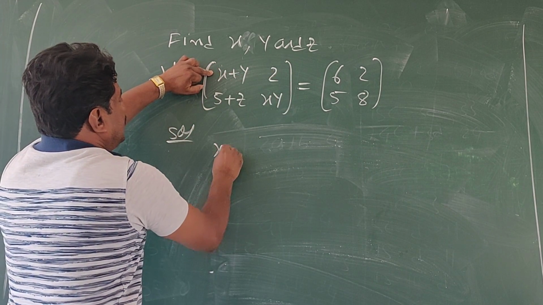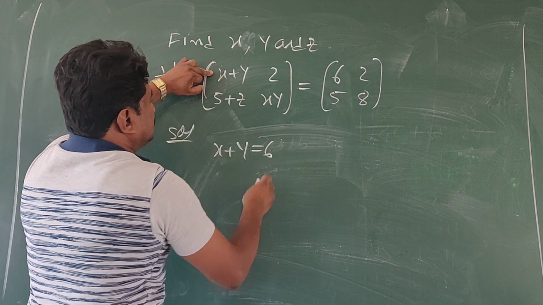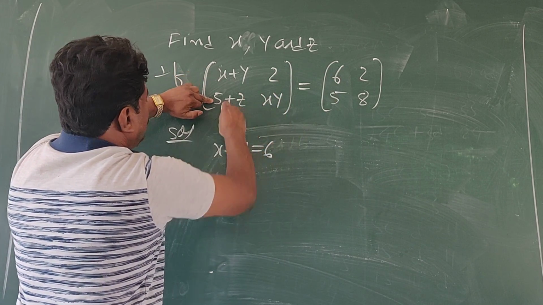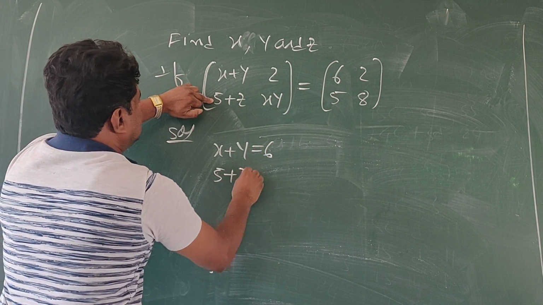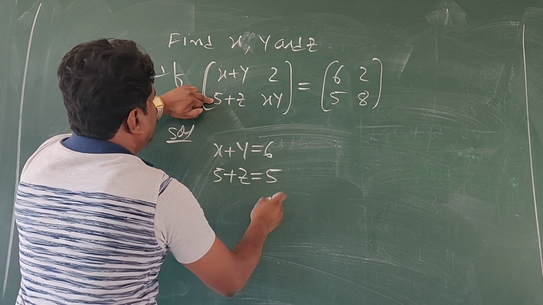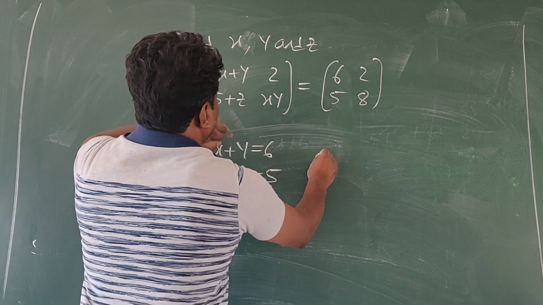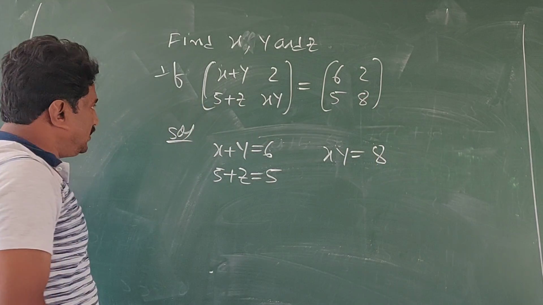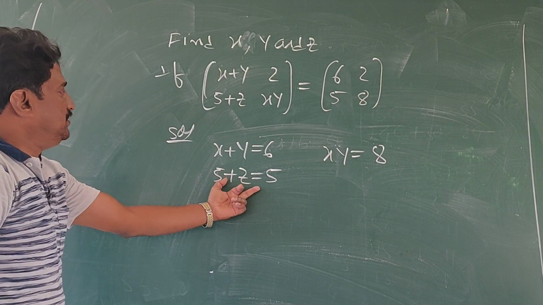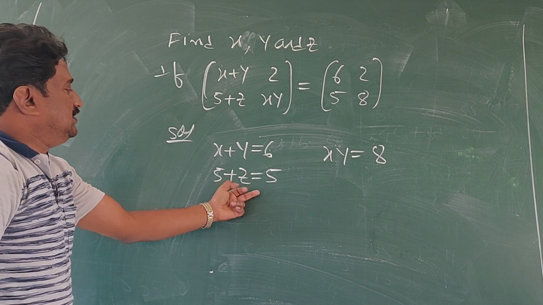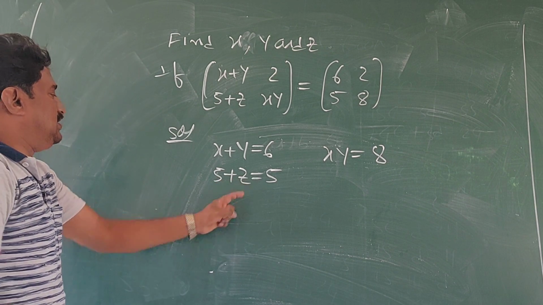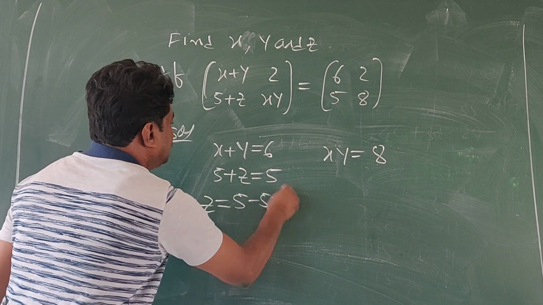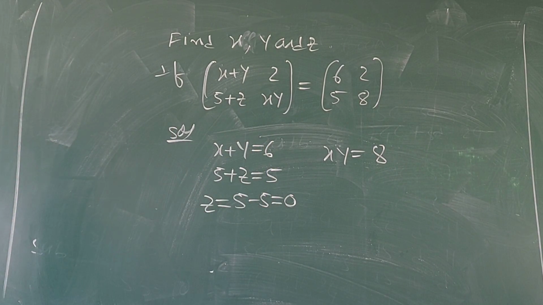x plus y is equal to 6. 2 is equal to 2. 5 plus z is equal to 5. One more, xy is equal to 8. From this, z can be calculated easily. z is equal to 5 minus 5. It is 0. We got the z value.